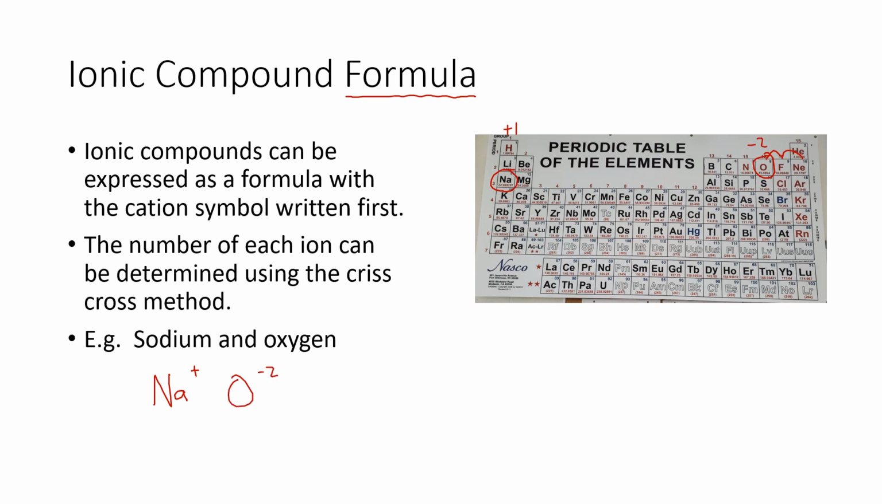And then what you want to do is crisscross those values, not the positive and negative parts, but the numbers. And you can leave out the ones. If you write the element at all, that means there's one of them. And so what you'll end up with is Na with the 2 and O with the invisible 1. So the formula, the ratio of ions, can always be determined from the charge that you can get off your periodic table.